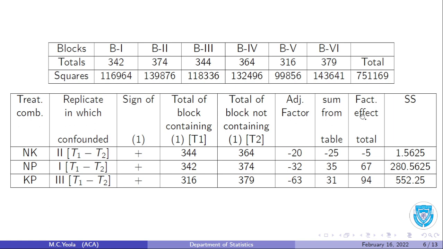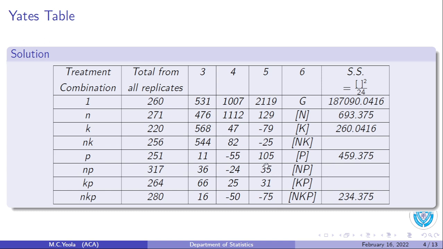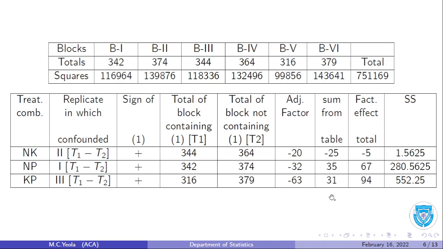Whatever factorial effect totals we get by summing from the table, that is, from the table we are having related to NK minus 25, NP 35 and KP 31. This value we have substituted here, 25, 35 and 31, and from this we have subtracted the adjustment factor. So minus 25 minus minus 20, so it becomes plus 20. We are having minus 5 here.